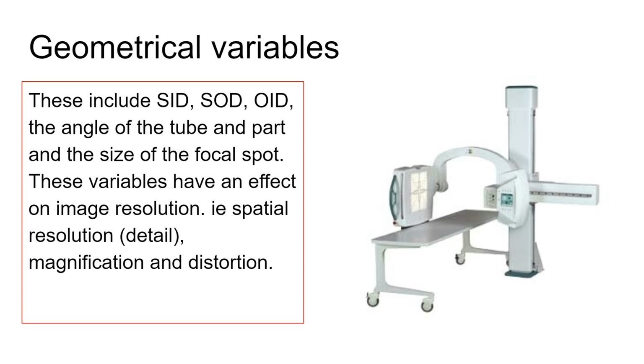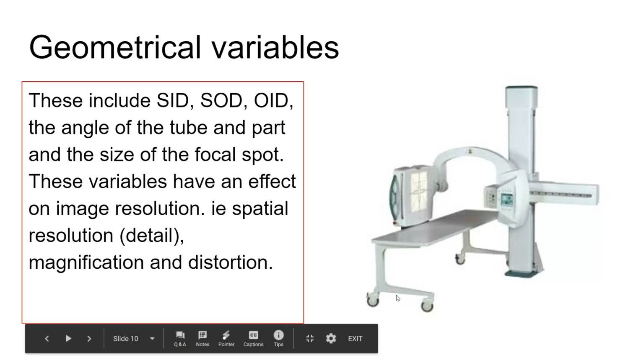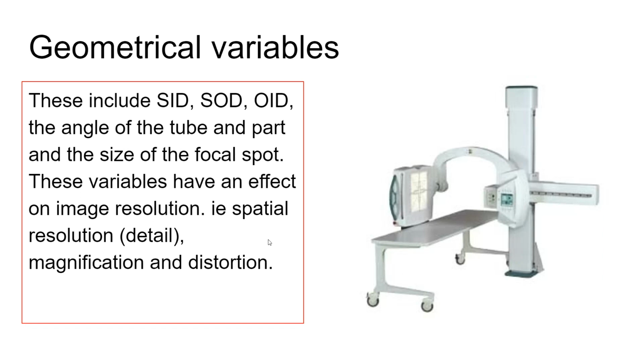But like I said, changing these things, as well as changing the focal spot, is going to have an effect on spatial resolution. We already know smaller focal spots give us better spatial resolution. Better spatial resolution when OID goes down. Better spatial resolution when SID goes up. Those are the basic rules.